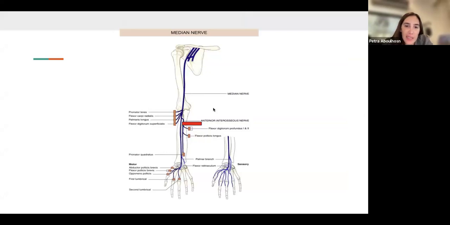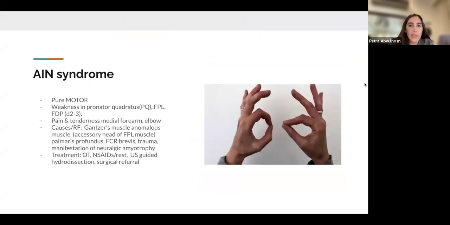Okay. Next insult of the median nerve, we have AIN neuropathy, which is a pure motor nerve as well. So opposite to the PIN, we have the AIN. In this case, it's pure motor, and basically what you test the patient, known to all board exams, is testing the OK sign. They are unable to do it, and that's because you have weakness in the FPL here, right here, and weakness of the FDPs 2 and 3.